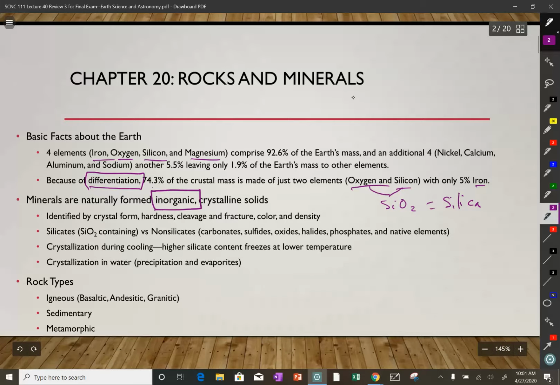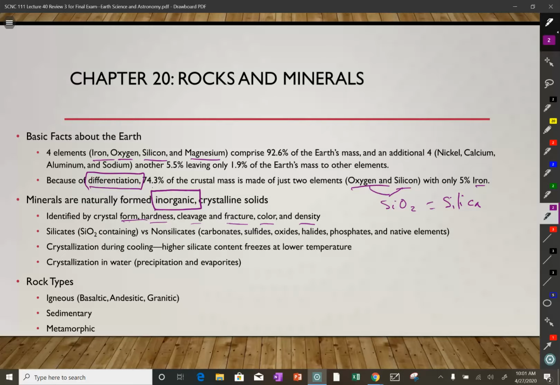So we identify crystals by their form, hardness, cleavage, fracture, color, density, things that are physical properties. So hardness, you should know that talc on the Mohs hardness scale is the softest, and diamond is a 10. And if you rub two things on each other, the harder one will scratch the softer one. So that's how you can tell hardness.